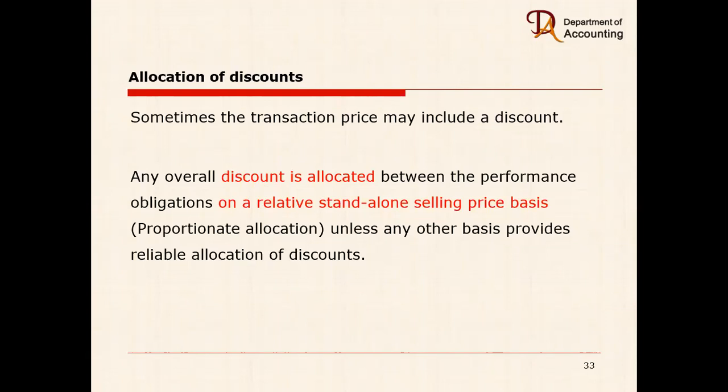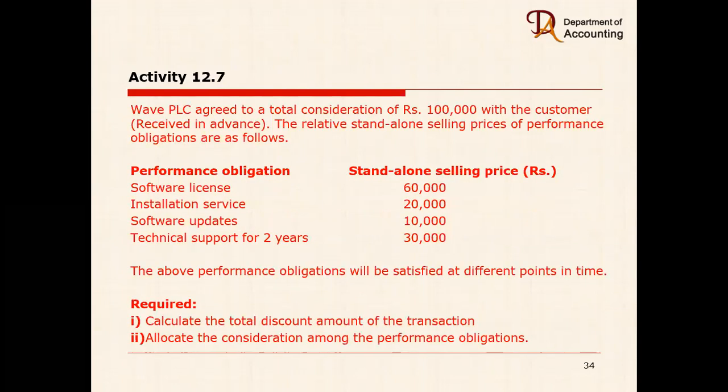Say that the package is sold at rupees 100,000, while the standalone prices go as 120,000. Then you can see that a 20,000 discount is there. That 20,000 discount, how are you going to allocate that considering the standalone prices of the individual performance obligation? You need to allocate that among the performance obligation. Any overall discount is allocated between the performance obligation on a relative standalone selling price basis. We call it proportionate allocation. Like you did in the case of impairment, so that's what we do. Unless any other basis provides reliable allocation of discount, unless otherwise suggested, we are simply going by the proportionate allocation.